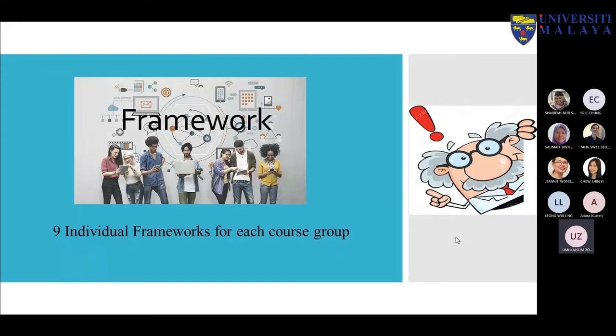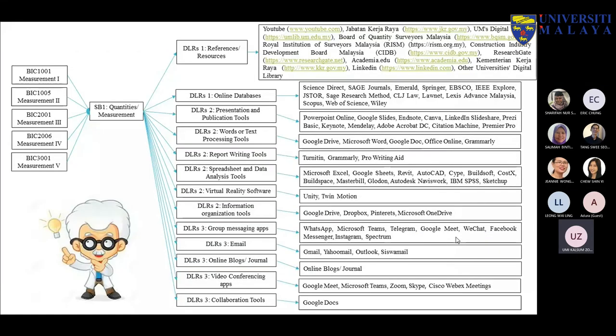For the first course group, quantities and measurement, you can see the number of websites and the most frequently visited websites. For example, not only YouTube, but they also love to visit the Jabatan Kerja Raya website, the Board of Quantity Surveyors Malaysia website, the Royal Institution of Surveyors Malaysia, the Construction Industry Development Board Malaysia, and so on. We have ranked them and put them in this individual framework for the category of quantities and measurement.